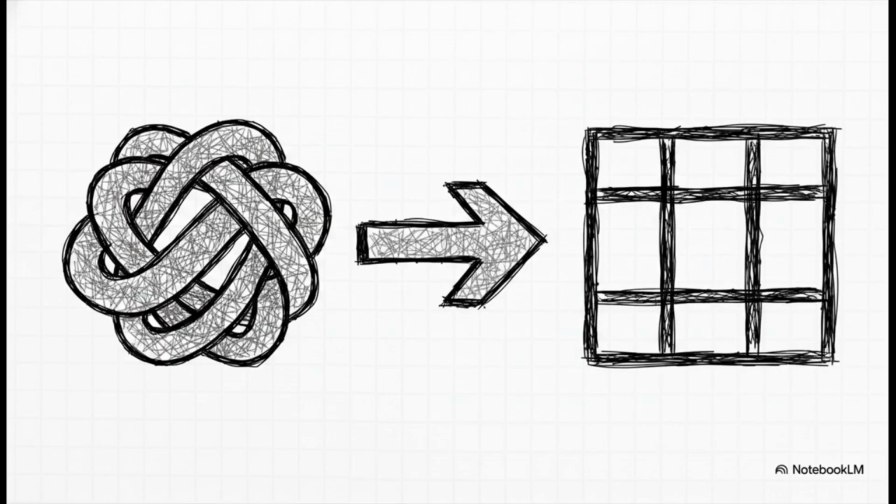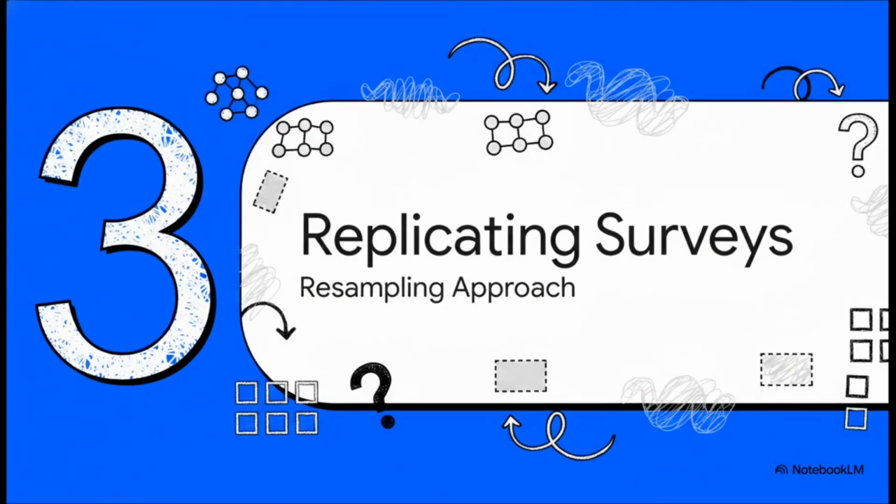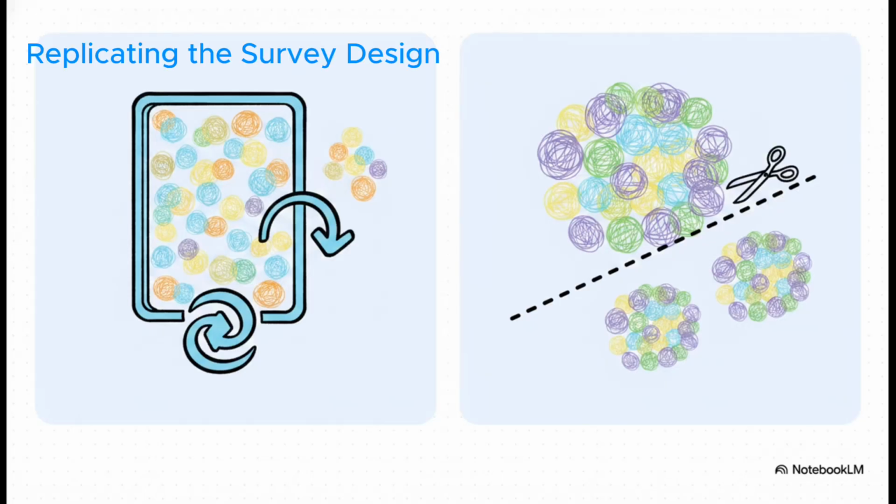It's like a statistical magic trick. Section 3, Replicating the survey design, the resampling approach. Now, what if you are sitting there thinking, I really don't want to deal with partial derivatives? Well, good news. Let's pivot from the calculus-based linearization method to our second major methodology, which is random groups and resampling. We've got two distinct flavors of this approach.